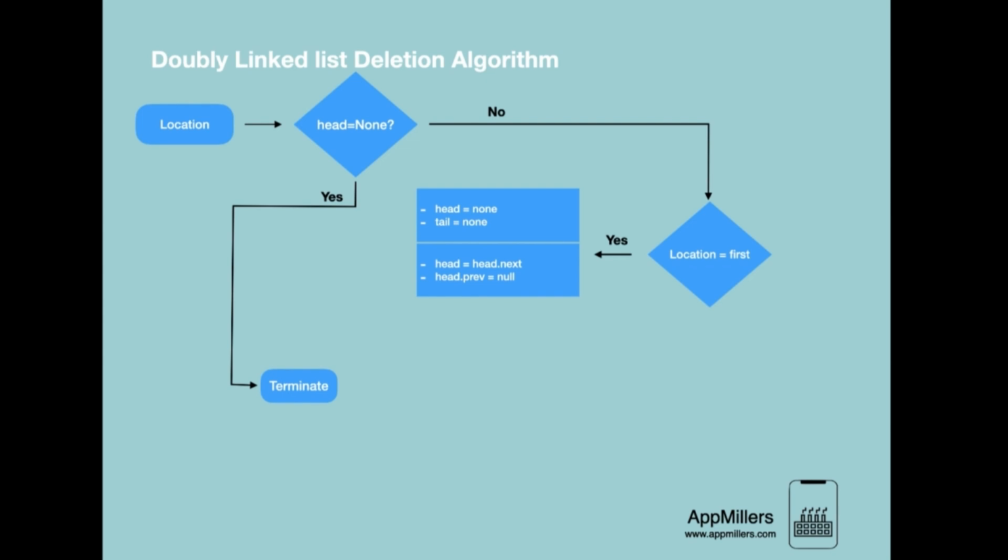The first case is in which we have only one node in our double linked list. So in this case, we are setting head and tail references to none over here. Now the second case is if we have more than one node in our double linked list.